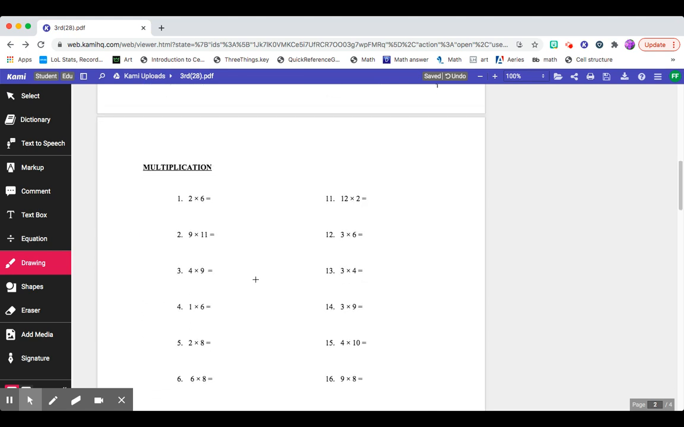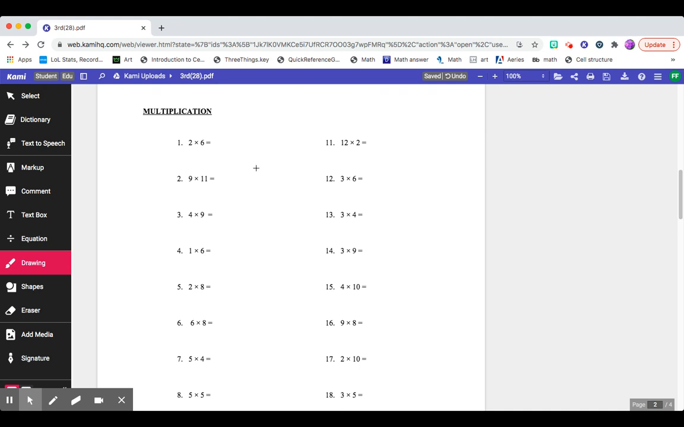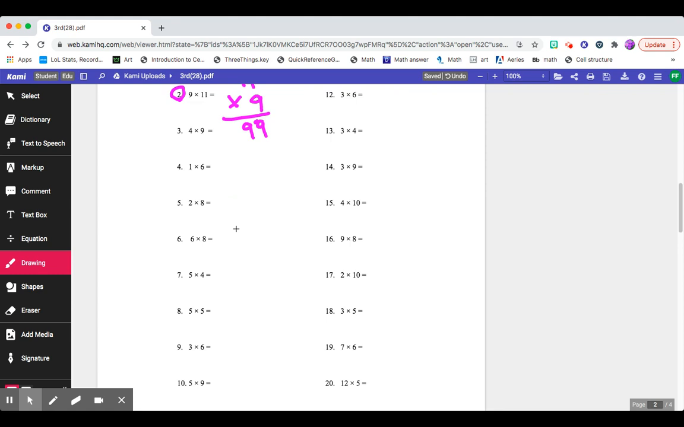So let's do the multiplication now. Okay, let's try number 2. 9 multiplied by 11 equals what? 1 times 9 equals 9. 1 times 9 equals 9. So answer is 99 for number 2. Let's do number 6. 6 times 8 equals what? 6 times 8 equals 48.